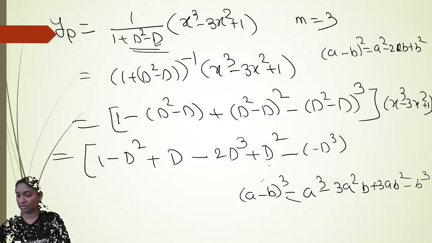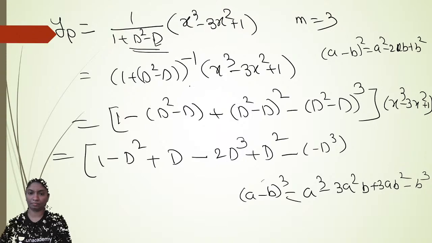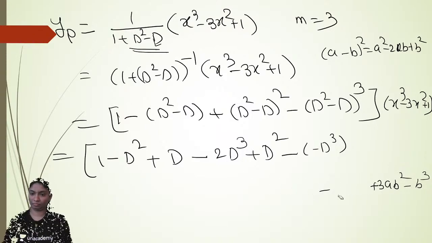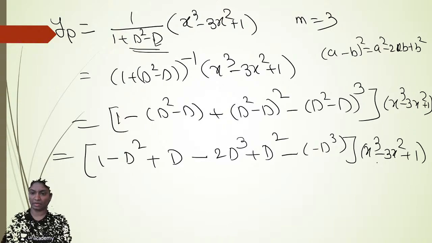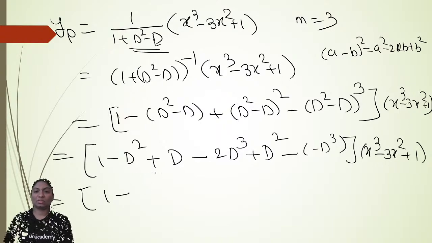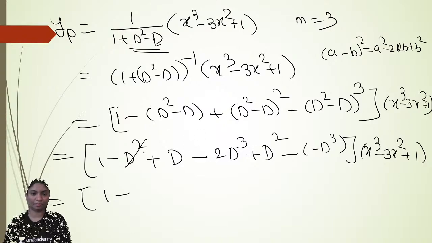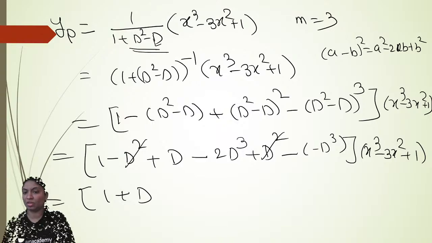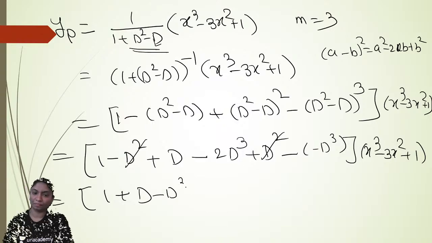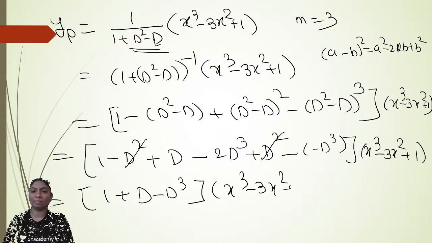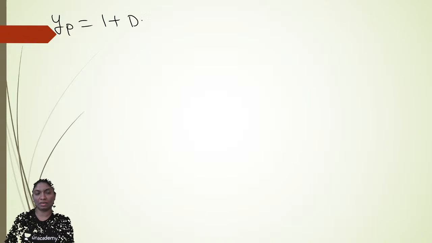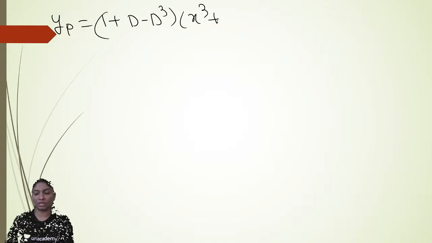Ultimately you will get 1 plus, here you can write x cube minus 3x square plus 1. 1 minus d square and plus d square get cancelled out. Plus d. Now minus d cube and minus 2d cube plus d cube becomes minus d cube of x cube minus 3x square plus 1. Now we will calculate: yp is equal to 1 plus d minus d cube of x cube minus 3x square plus 1.